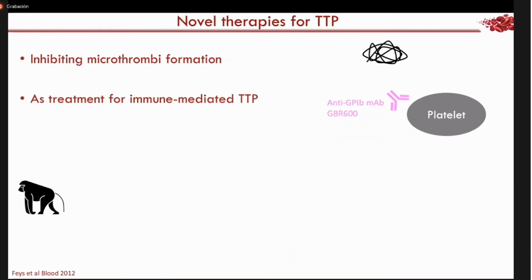So we reasoned so many years ago that maybe we can, although we do not replace the defective ADAMTS13, treat TTP patients if we block microthrombi formation. And this can also be very valuable because these microthrombi block the capillaries and they cause organ damage. So maybe this therapy could be good. That was our initial reasoning.